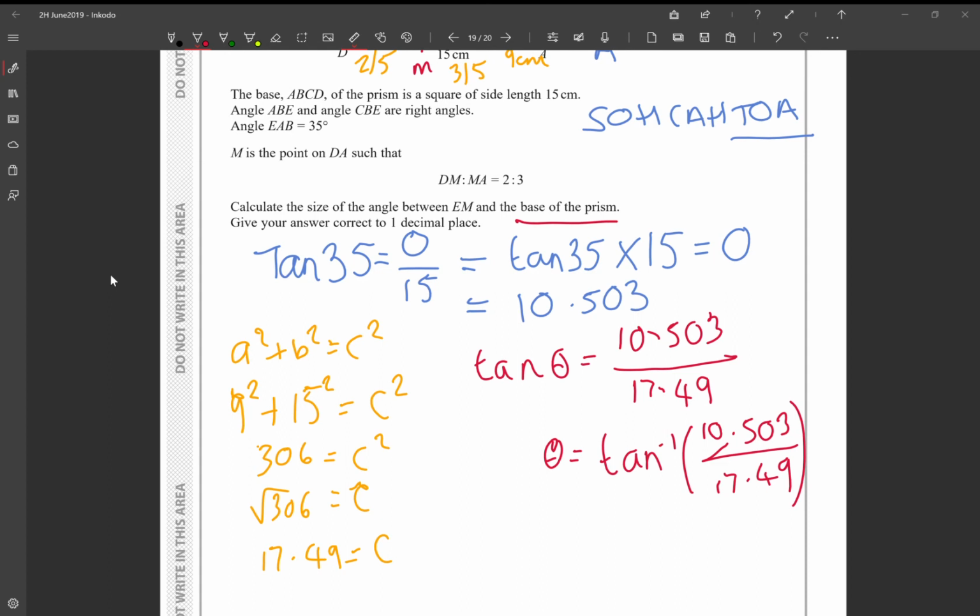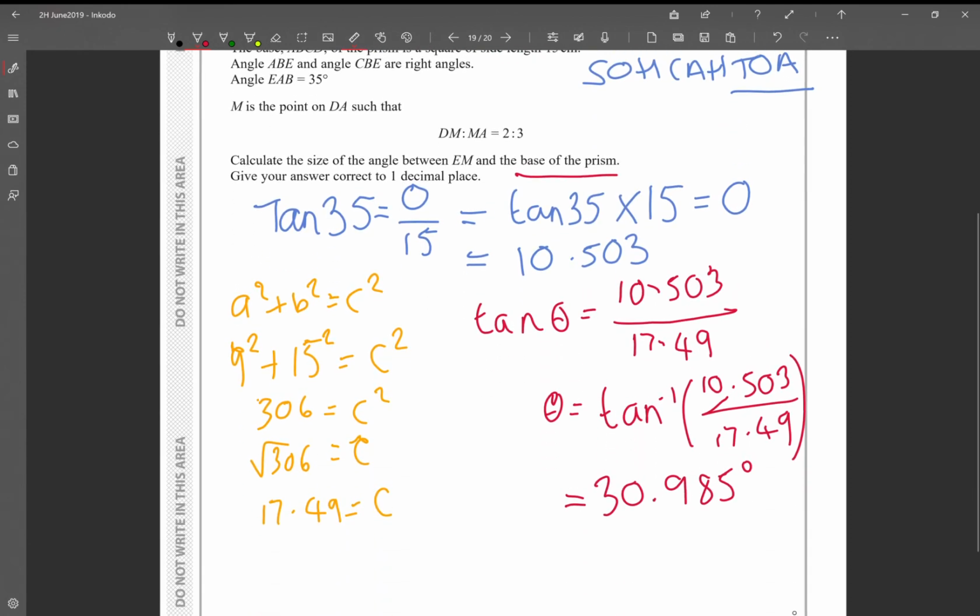So, I probably needed that second. Anyway, so tan to the -1. I'm not sure if it's going to let me. No. Okay, I'll do this bit first. 10.503 divided by 17.49. There is a little bit of rounding going on there, but they normally allow a little bit of rounding. Equals that, and then I'll press tan to the -1, and that gives me 30.98585, and that's in degrees, because we are looking for this angle here. And now that is our answer.